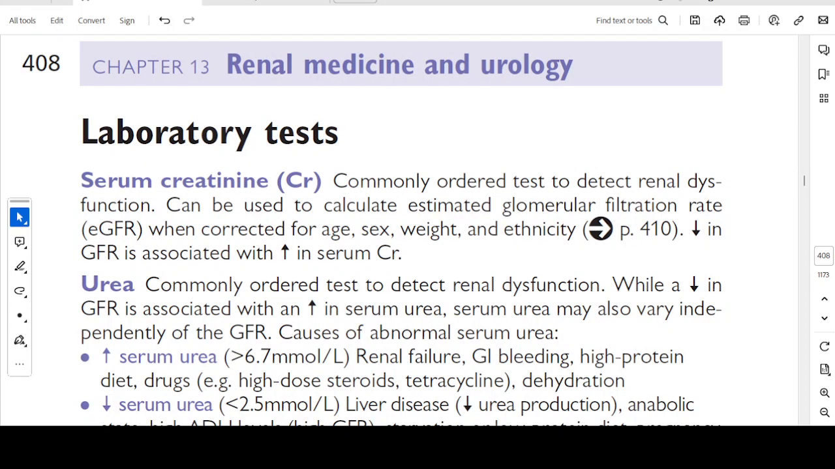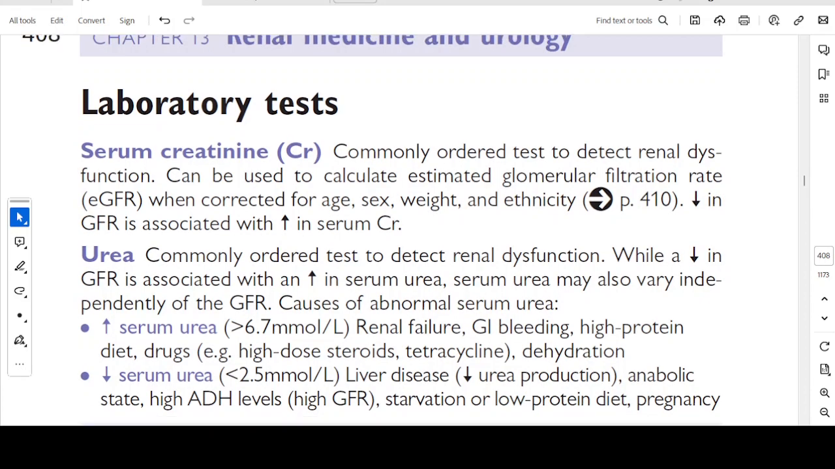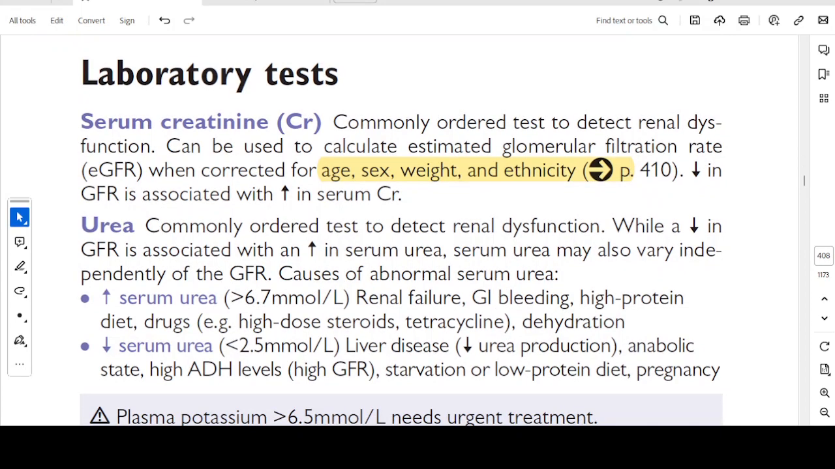(408) Laboratory test. Serum creatinine, a commonly ordered test to detect renal dysfunction, can be used to calculate the estimated glomerular filtration rate (eGFR) when corrected for age, sex, weight and ethnicity. So there is a reduction in GFR in association with an increase in serum creatinine. Urea, a commonly ordered test to detect renal function.